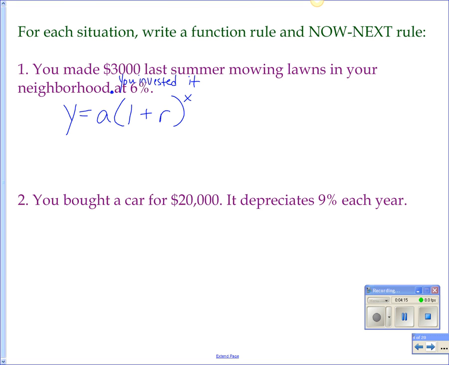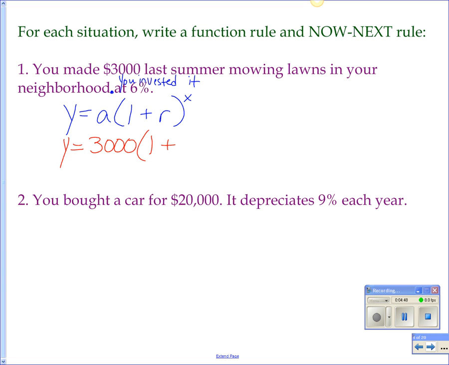All right, now we're going to put the numbers in where they go. Okay? So Y equals, what do you think I'm going to put in the A spot? 3,000. And then I'm going to put a parentheses, and then a 1, and then a plus. So the 3,000 went in the A spot, and then I put a 1 and a plus.